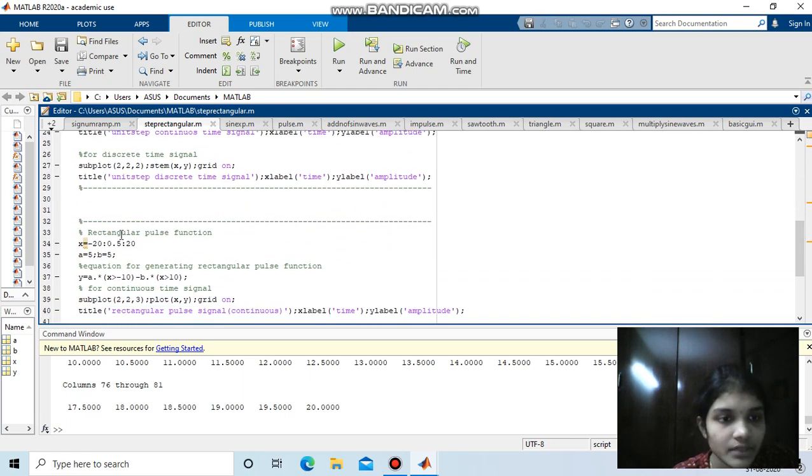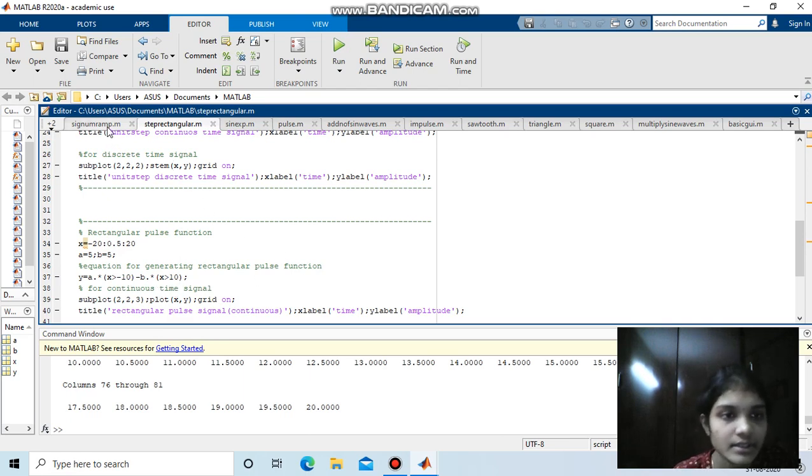And for the rectangular pulse function, I took x from minus 20 to 20 and I took the equation y is equal to a product x greater than minus 10 minus b product x greater than 10. If you see the graph, it is 0 from minus 20 to minus 10, because these two logical operations give 0 for x less than minus 10, and for x greater than 10 both logical operations give 1, so 5 minus 5 is 0. For x between minus 10 and 10, x greater than minus 10 gives 1 and x greater than 10 gives 0. So 5 minus 0 is 5.